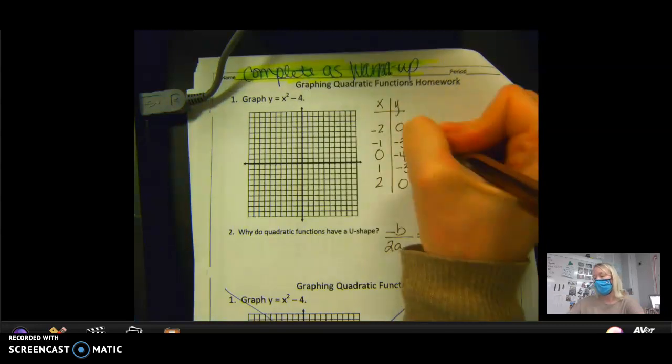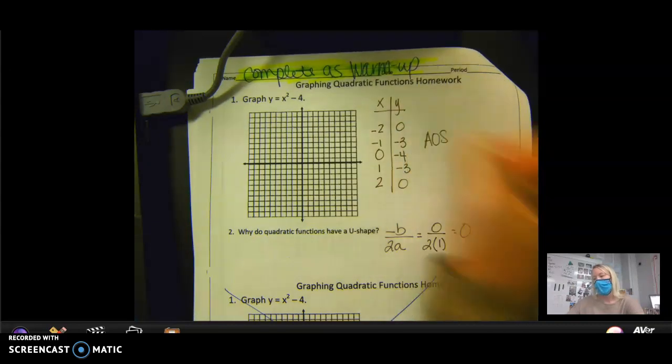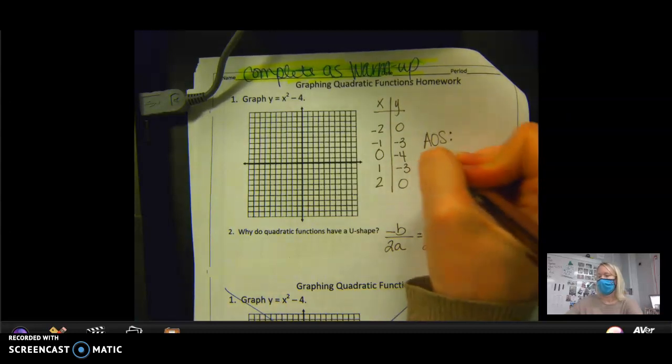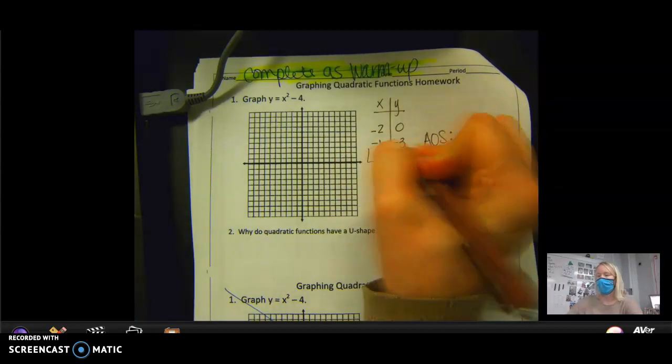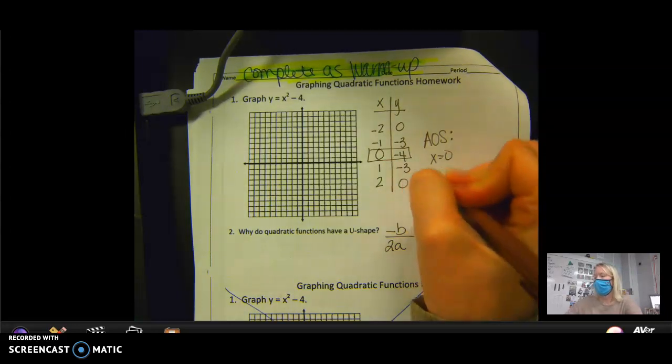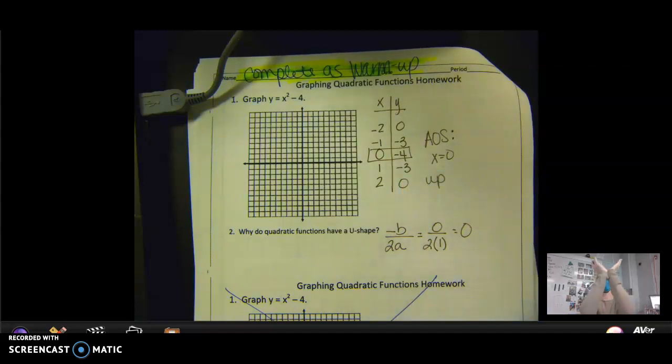If I asked you for the AOS, axis of symmetry, what would you tell me? X equals 0. Perfect. It's the X value at your vertex. Is this parabola going up or down? Up, because A is positive. So does that mean I have a maximum or a minimum? Minimum.